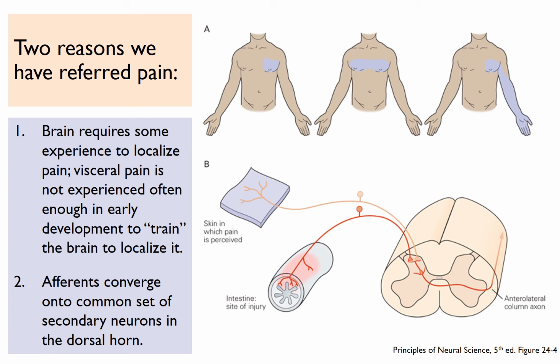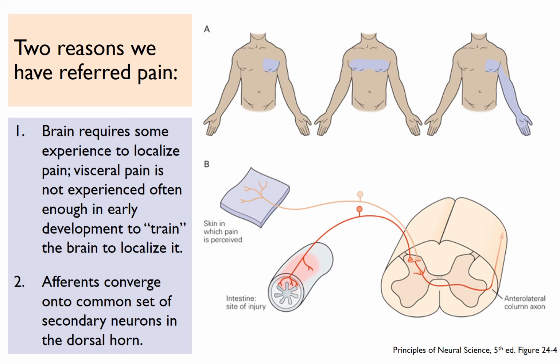Speaking of referred pain, there are two main reasons why we experience referred pain. The first is in order to localize pain. Remember, pain localization is experienced through those A delta and C fibers, and the C fibers are pretty imprecise when it comes to localization of pain. But the A delta fibers really require continual training, particularly early in life, to develop the ability to precisely interpret the localization or the origin of that pain.